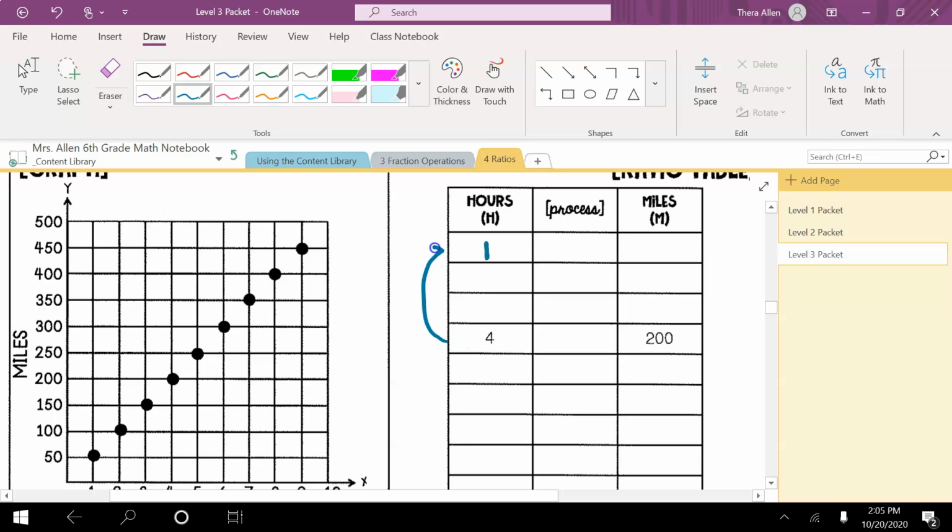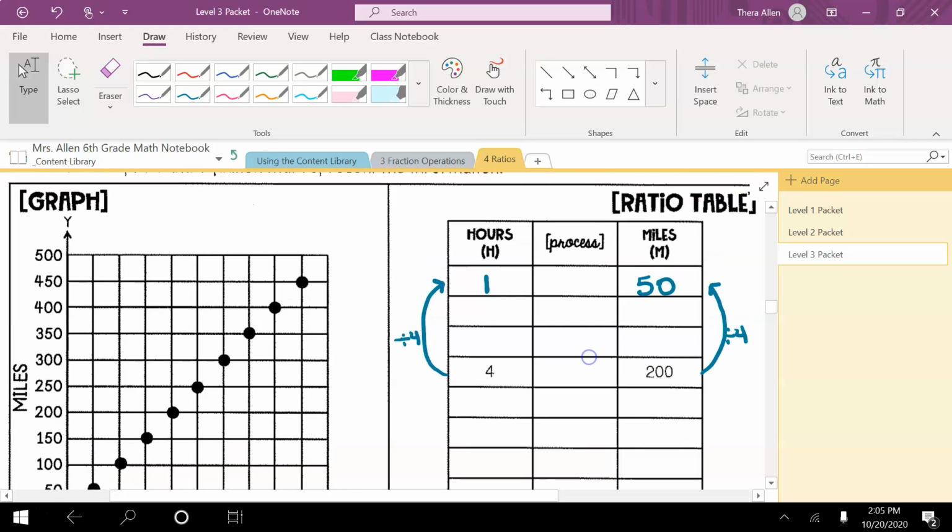And I'm going to think, how do I get from 4 to 1? Well, I know that I divided by 4. And if I do that there, I have to do it here as well. Divide by 4. And 200 divided by 4 is 50. So it actually is going to be 50.